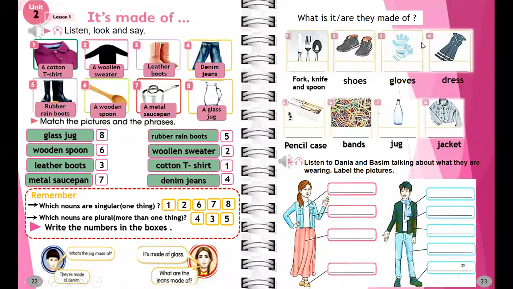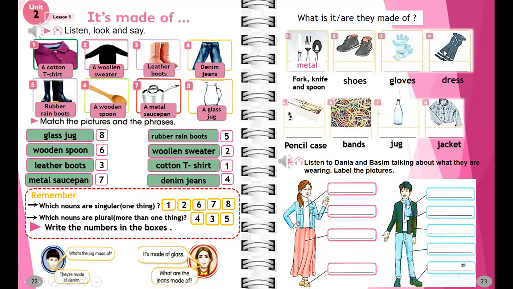إذن هذه عندي صيغة السؤال. نرجع مرة ثانية إلى page 23. We will use this formula to ask about the material. عندي what's it made of? من ماذا مصنوع؟ هون is it للمفرد. Or you can say what are they made of? من ماذا تصنع مجموعة أشياء؟ For plural we use are, for singular we use is. So what is it, or what are they made of?